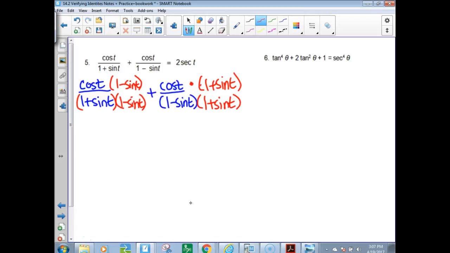That's our first step. Now, we're going to simplify this. So the denominators are going to match. I'm going to write one fraction bar.